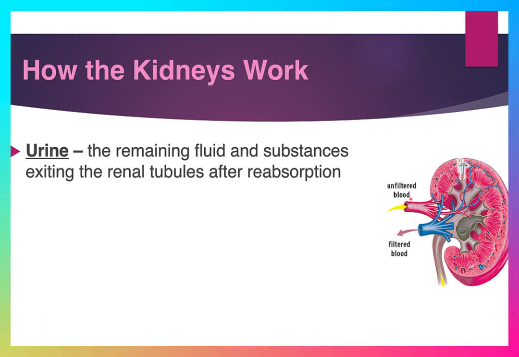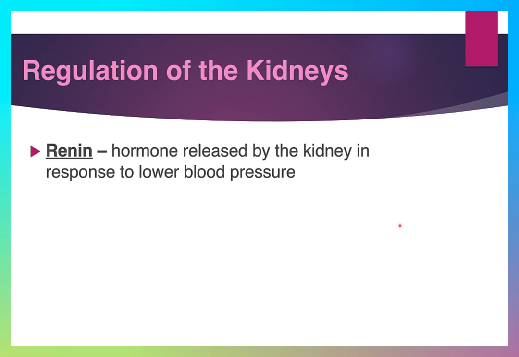Unfiltered blood comes in through the arteries. Filtered blood is removed by the veins. Now, the kidneys are responsible for regulating certain things above and beyond the excretion that they do. And one of the most important things that the kidneys do is they produce renin. And renin is a hormone that the kidneys release in response to low blood pressure. The kidneys are extremely critical in the control of blood pressure in the body.